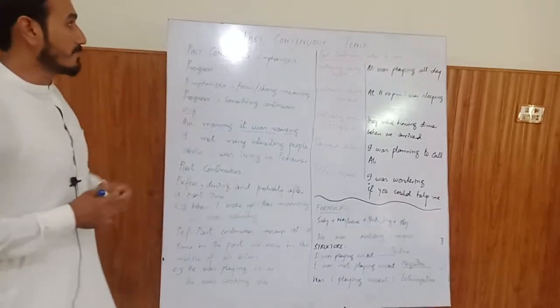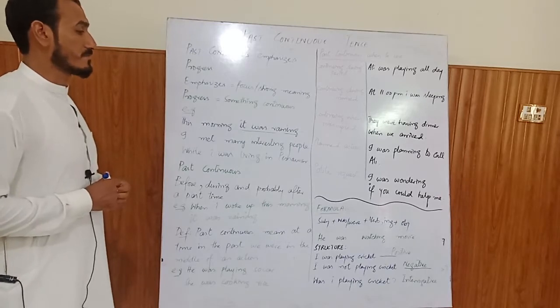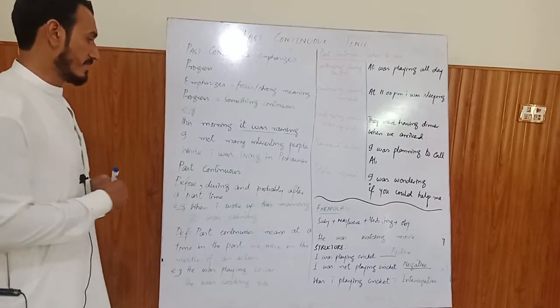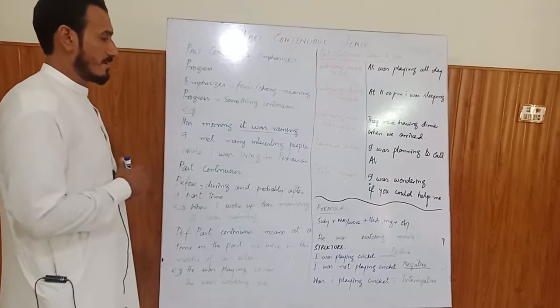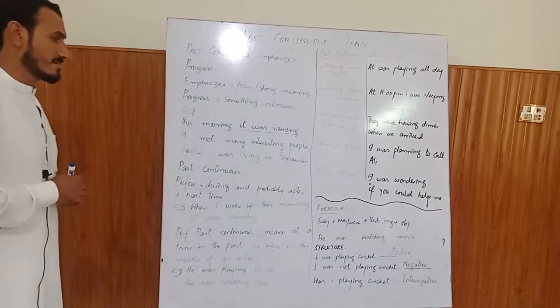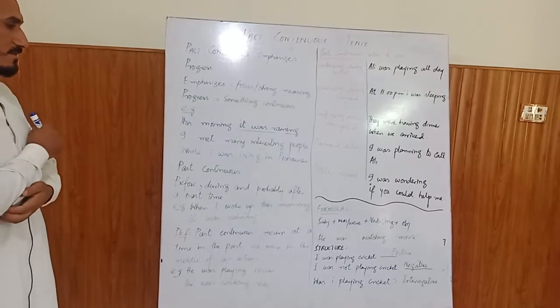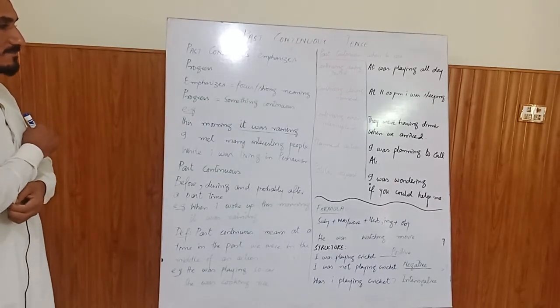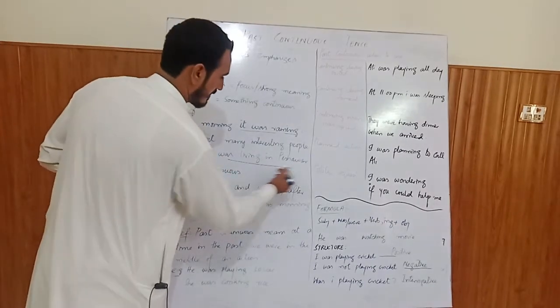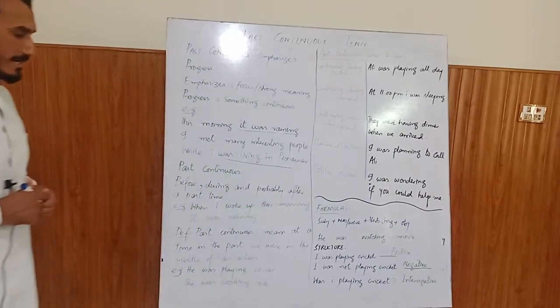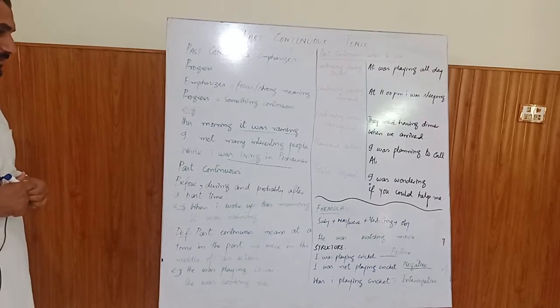This is also called past continuous tense and past progressive tense. This morning it was raining. So something is in progress. I met many interesting people while I was living in Peshawar. So this is also progressive. Something which is in progress, continuous.